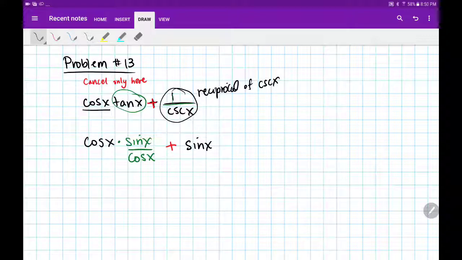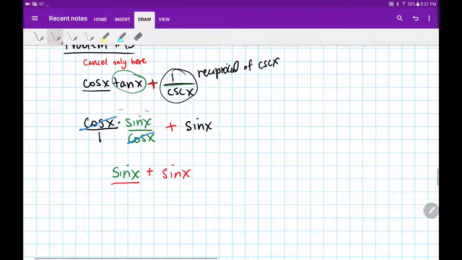So, next step. Let's see what we can do here. Everything's written in terms of sine and cosine, so let's put this guy over 1 and perform that multiplication. When we multiply straight across, we can actually cancel this cosine with this cosine. And so what I'm left with on the left side of the plus sign is sine x over 1, or just sine x, plus, and then this guy stays sine x.